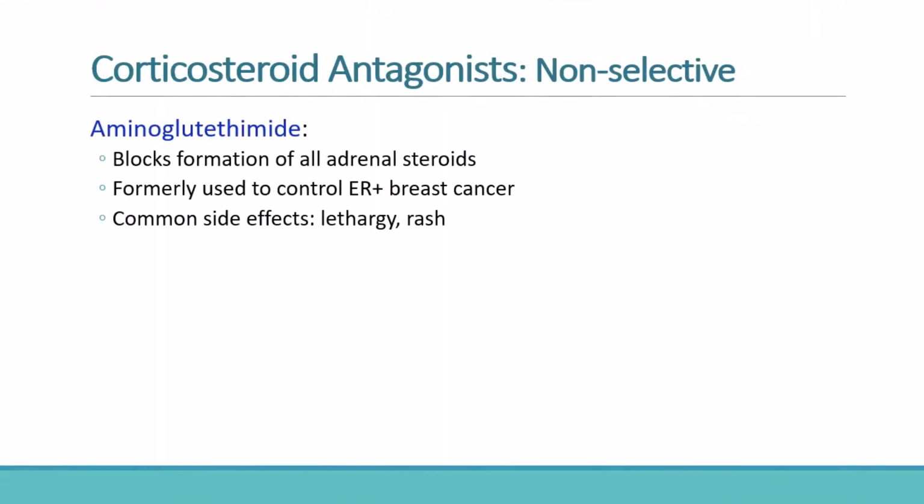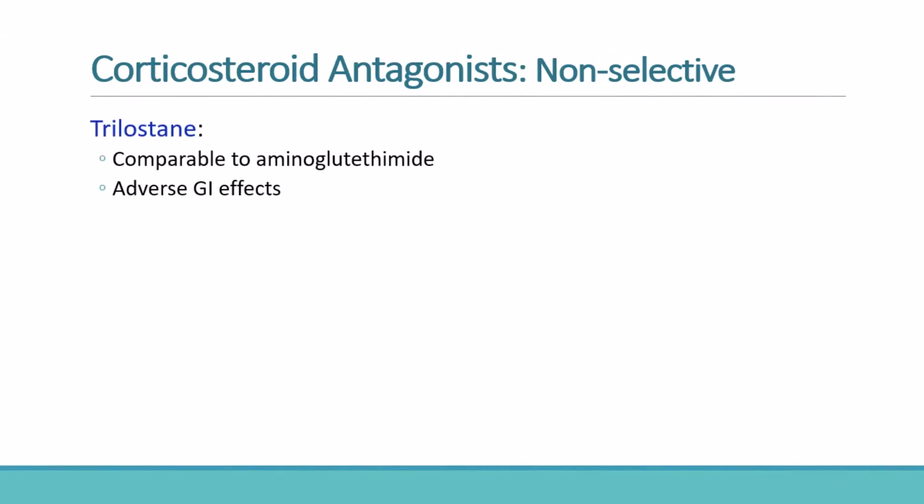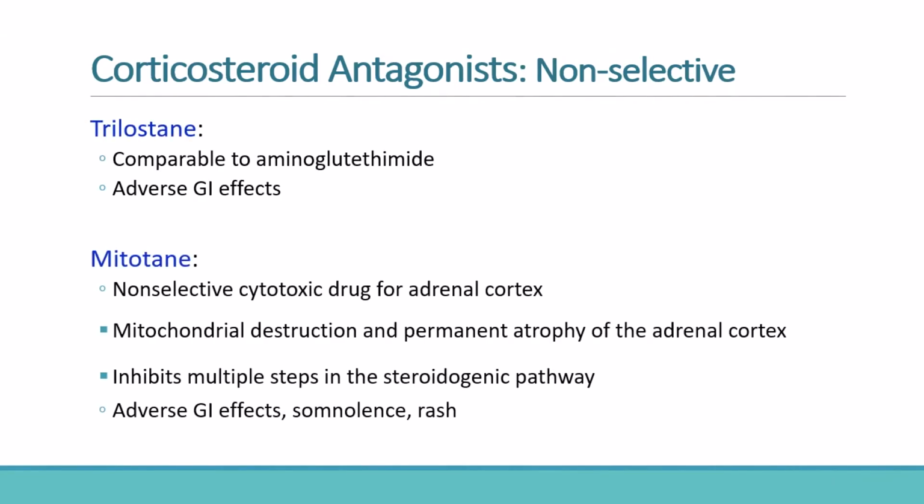Aminoglutethimide blocks formation of adrenal steroids and was historically used in hormone-sensitive breast cancer. Ketoconazole is primarily an antifungal drug, but at higher doses it suppresses steroidogenesis. Hepatotoxicity is an important adverse effect and requires monitoring. Trilostane inhibits steroid synthesis and mainly causes GI adverse effects.